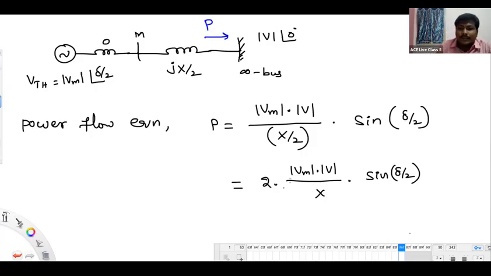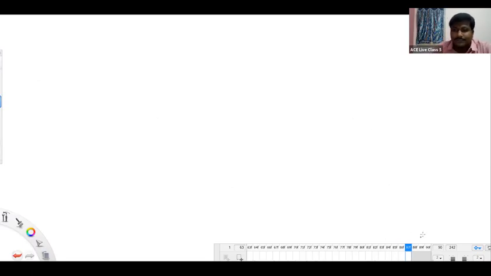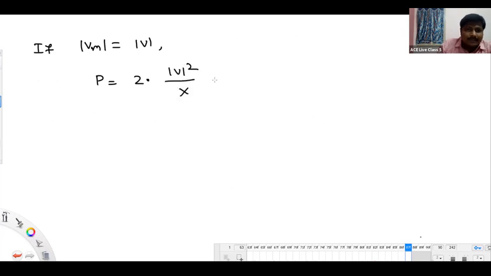And if you are saying that this Vm value is also equal to mod V, if you are maintaining that mod Vm is also equal to mod V, then how is the power equation written? 2 times mod V square by x into sine delta by 2.